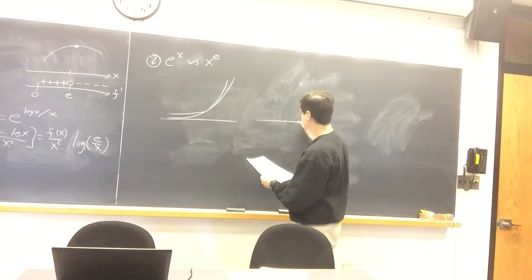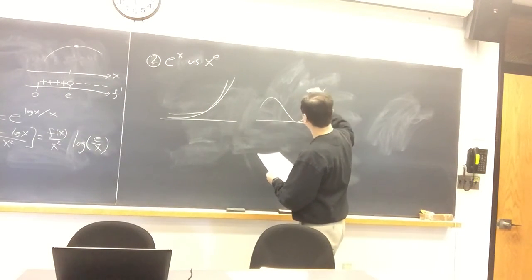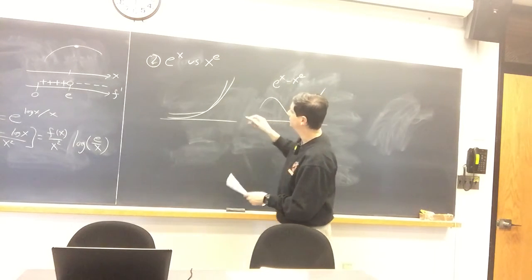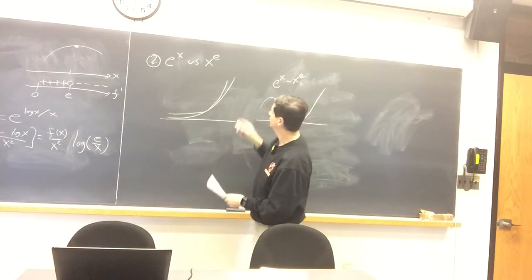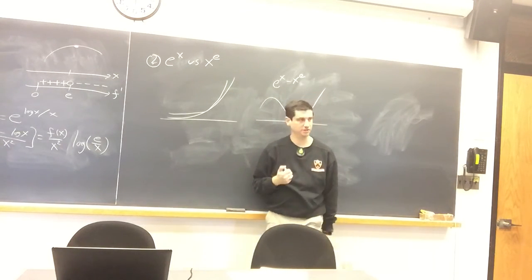And so it's often tough to look at something like this. So if I look at the difference, so this is e to the x minus x to the e, and this is the two ones. Now, when x gets very, very large, which is going to win, e to the x or x to the e?